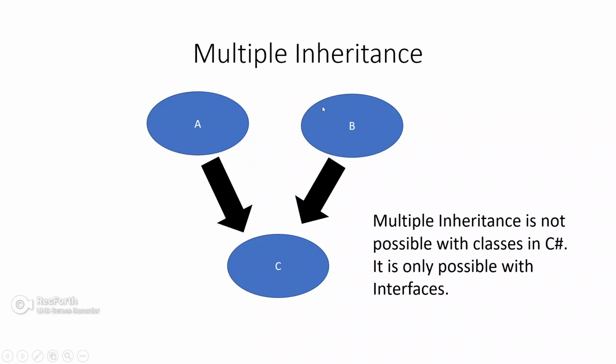So coming to the second, multiple inheritance. What is multiple? Two or more parents will be there, but only one child. This is called multiple inheritance. So what is meant by two parents here? Like father and mother inherited to a child, son or daughter. This is called multiple inheritance.